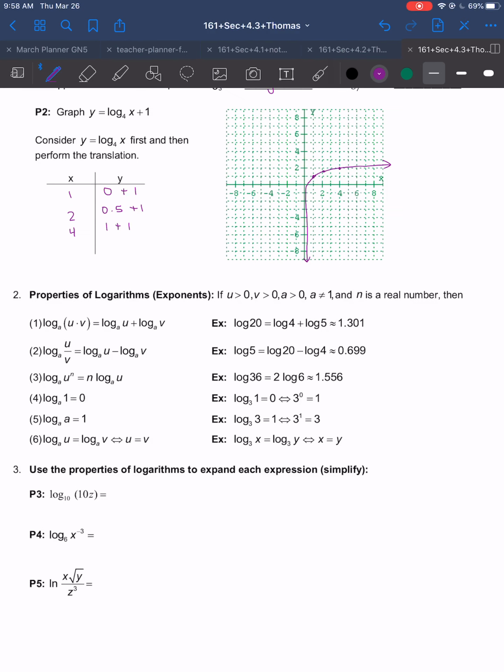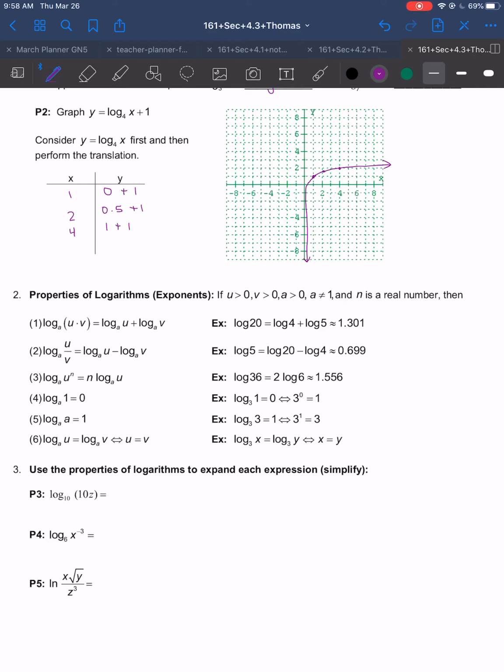So some properties of logarithms. If you're multiplying two numbers with the same base, you can separate them and add them together. If you're dividing, you can do the same thing, except instead of adding, you'll subtract. If you have something to a power, you're going to take that power and put it in front of the log and multiply it at the end. Log base a of 1 is 0, and log base a of a is 1. And then if you have log base a of something equals log base a of something else, you can drop those logs and set them equal to each other.